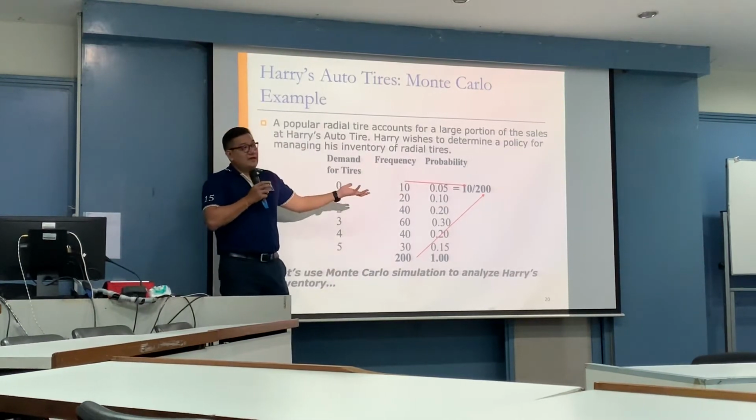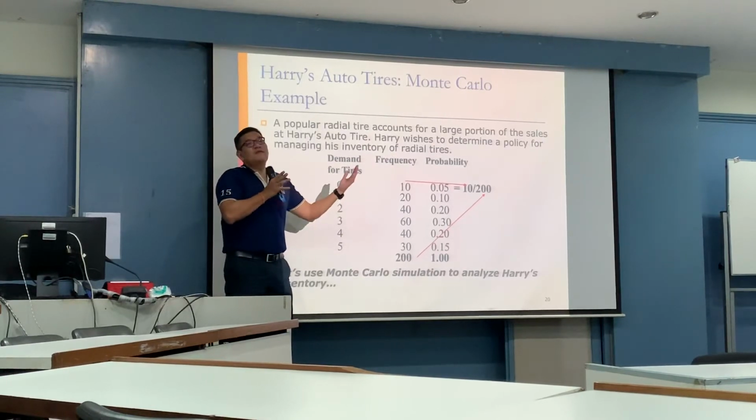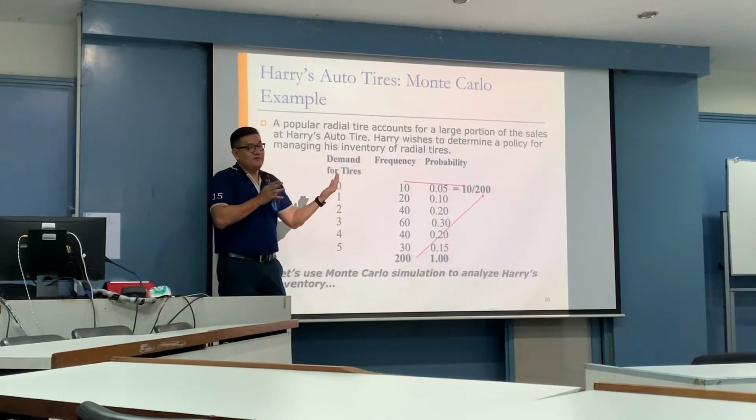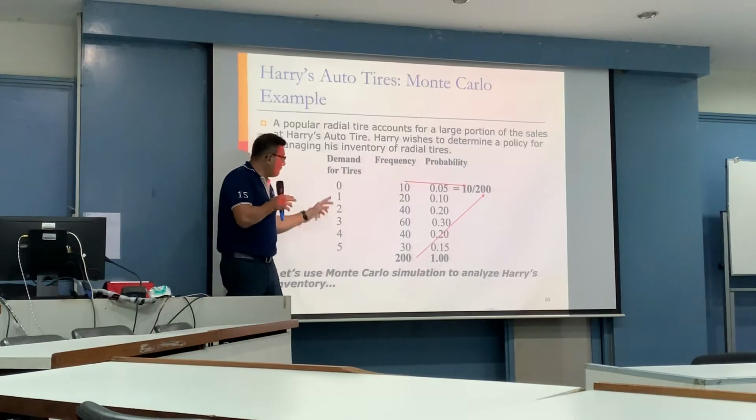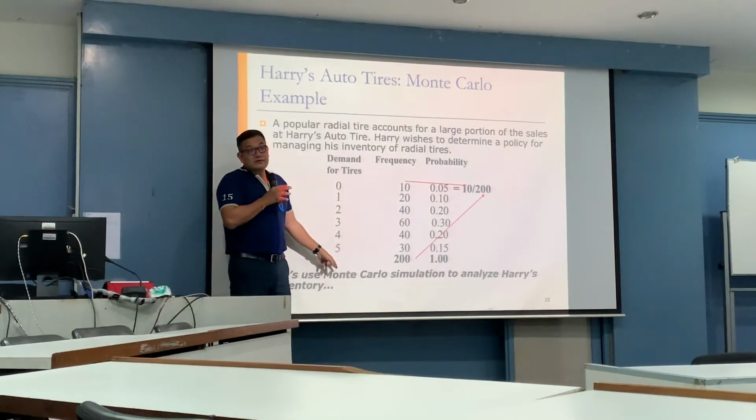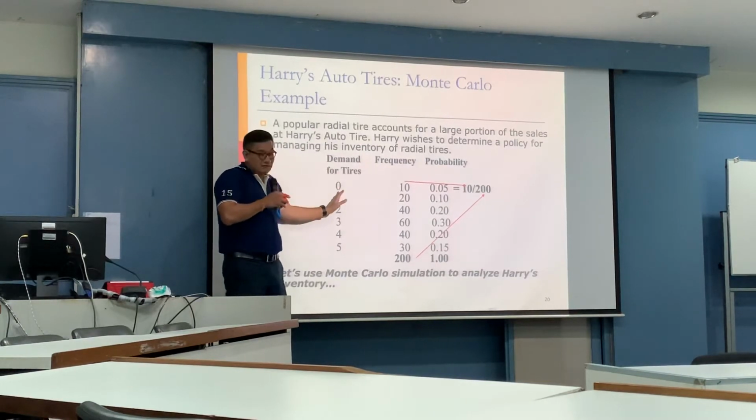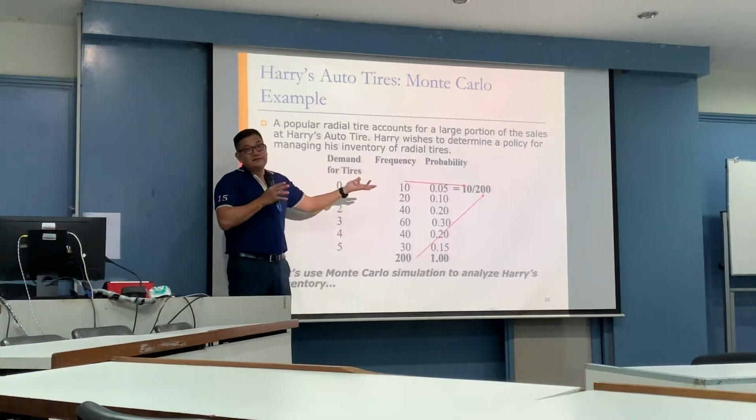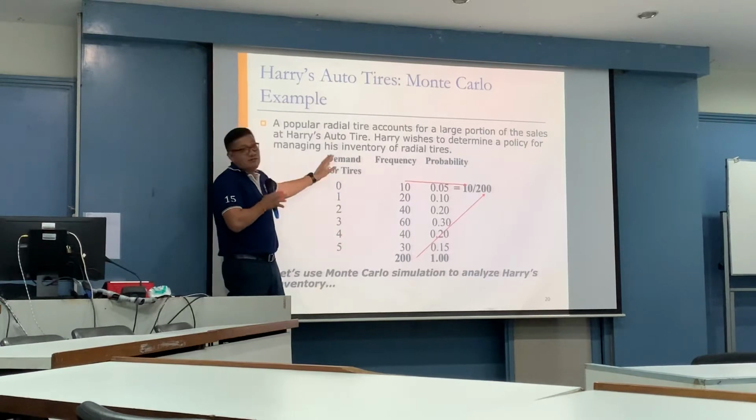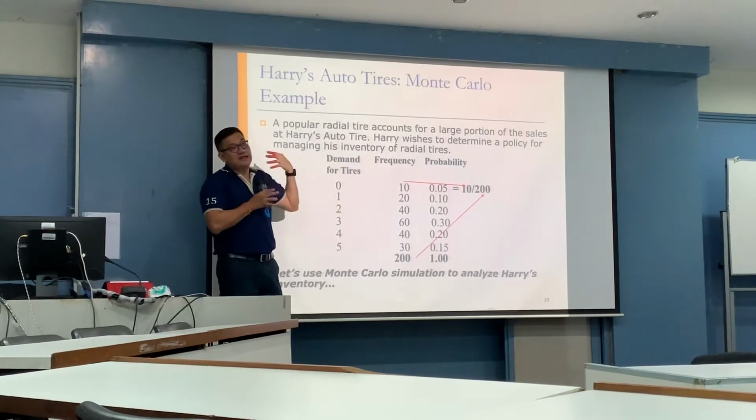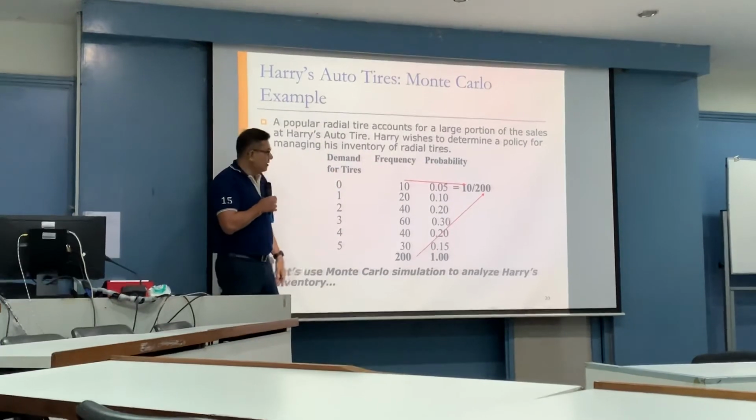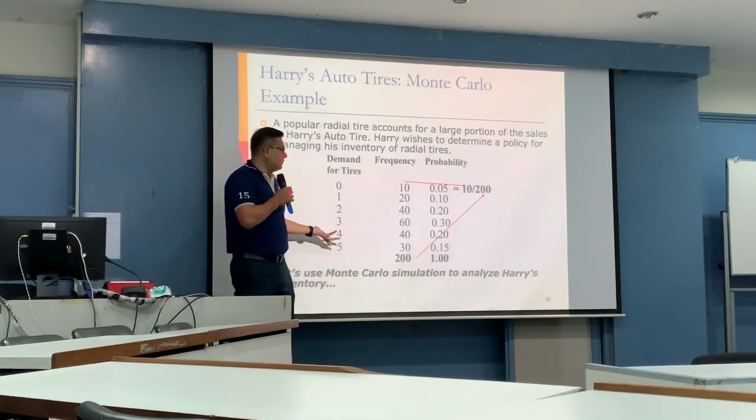Because in the past 200 days that we use as the historical data, demand ranges from 0 to 5, right? So if we want to predict the future, demand is going to be any value from 0 to 5, not 6 or 7, because there is no demand more than 5 in the past 200 days that we have. Okay? So this is what we're going to do.